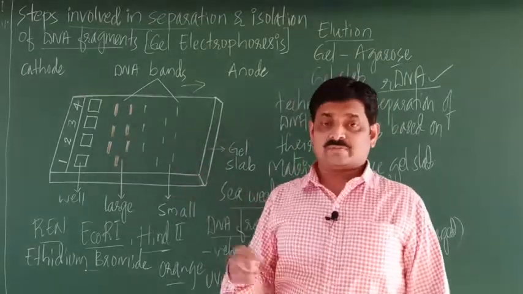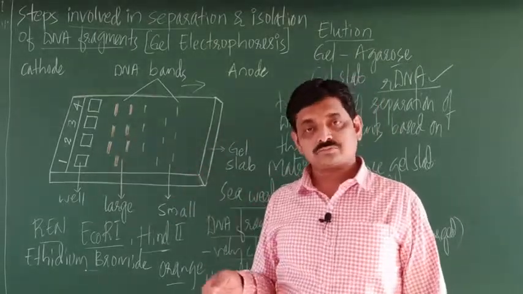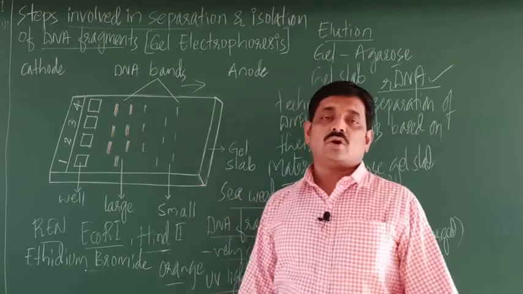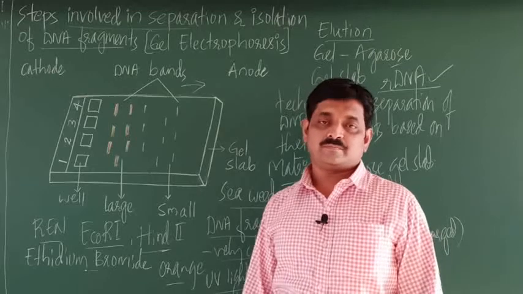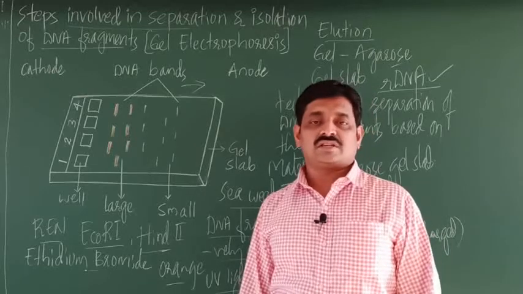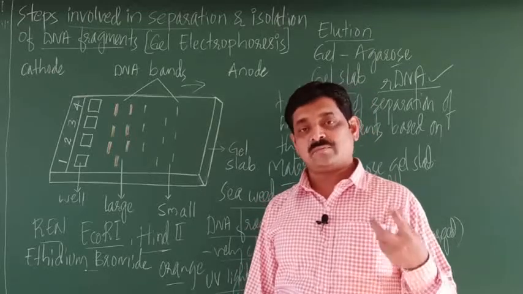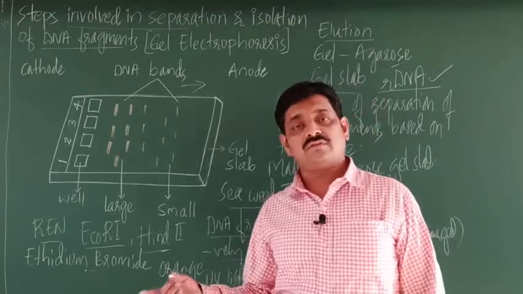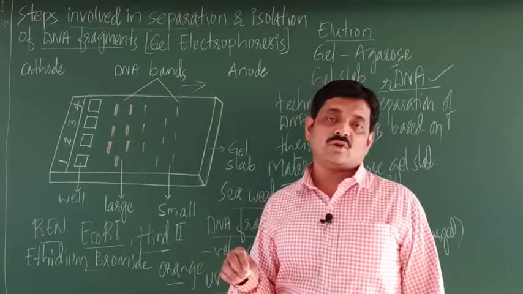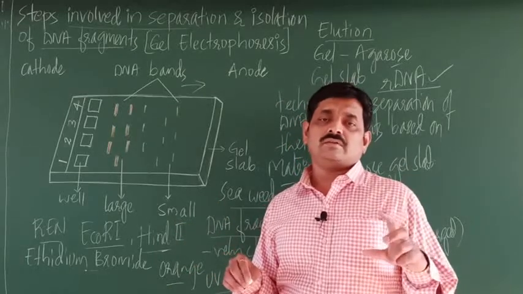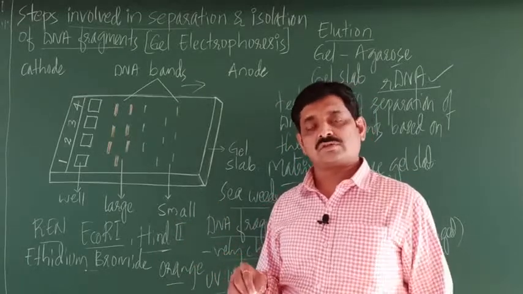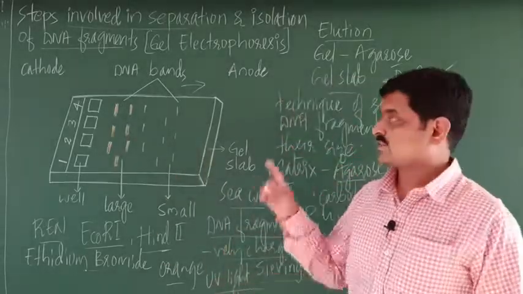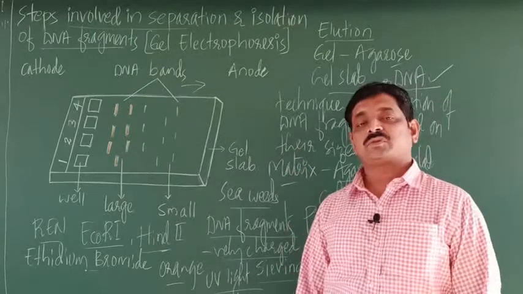So the diagram you can expect as a 3-mark question: draw a labeled diagram of gel electrophoresis. Or for 5 marks you can expect: explain the steps involved in separation and isolation of DNA fragments, or explain the steps involved in gel electrophoresis with a labeled diagram. So with the help of this diagram, you have to explain the steps.